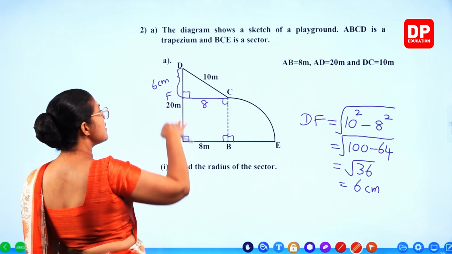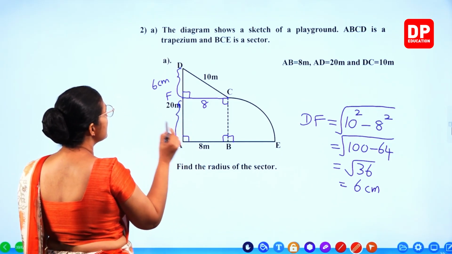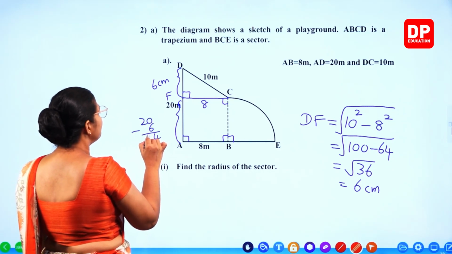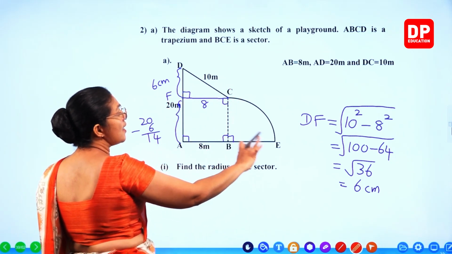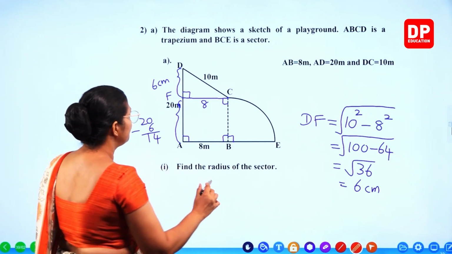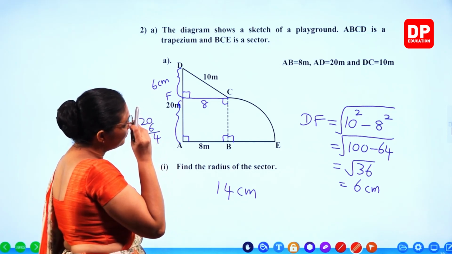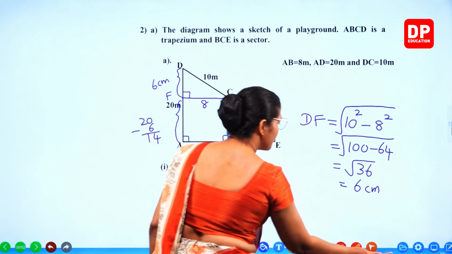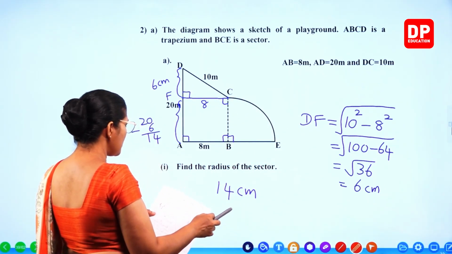Then the whole distance is 20. So 20 minus 6, this distance becomes 20 minus 6, 14 centimeters. So this distance and this distance are the same. So what is the radius of the sector? 14 centimeters. How many marks for that? You are just getting 1 mark.